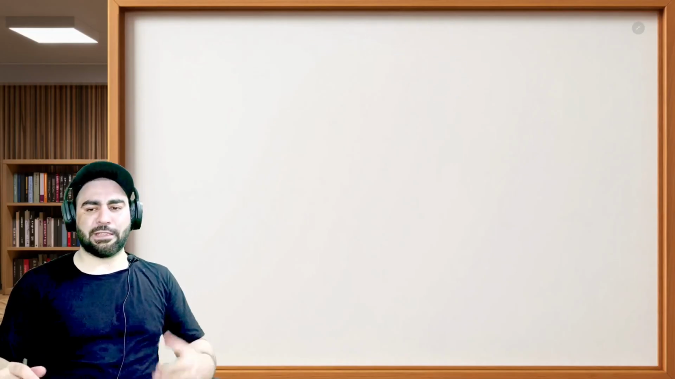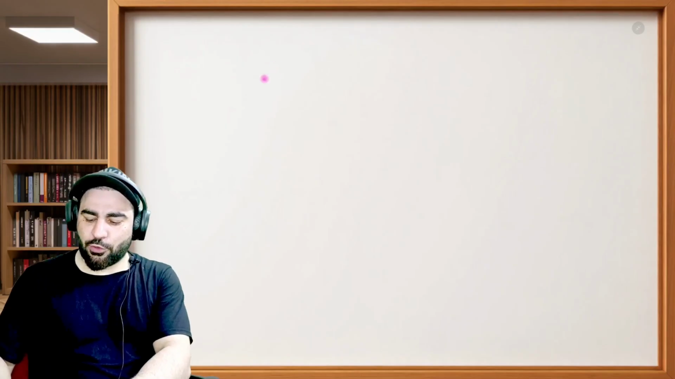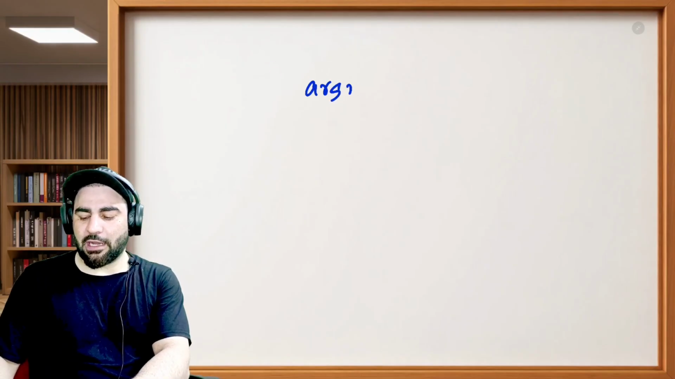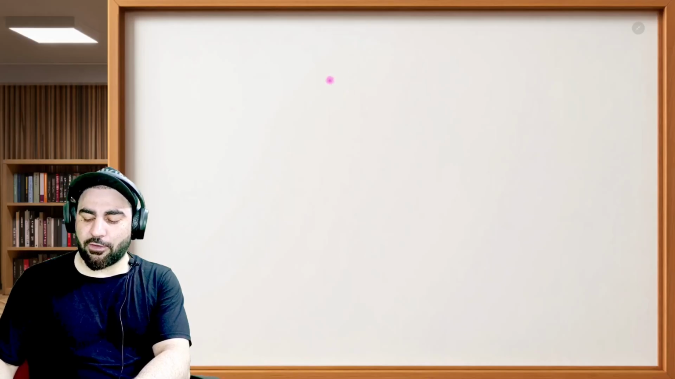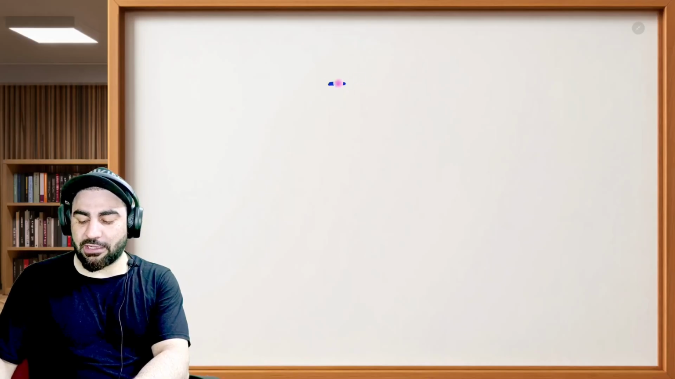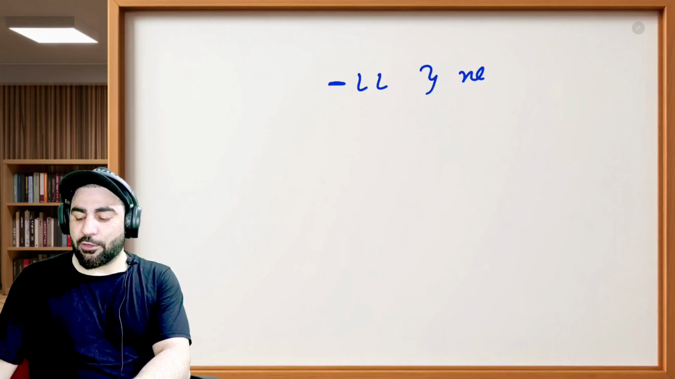Now, how to do inference? Because you have found this, you had the arg minimum of this, so you are doing minimization of the negative log likelihood, which is sometimes written as minus LL. So this is negative log likelihood.